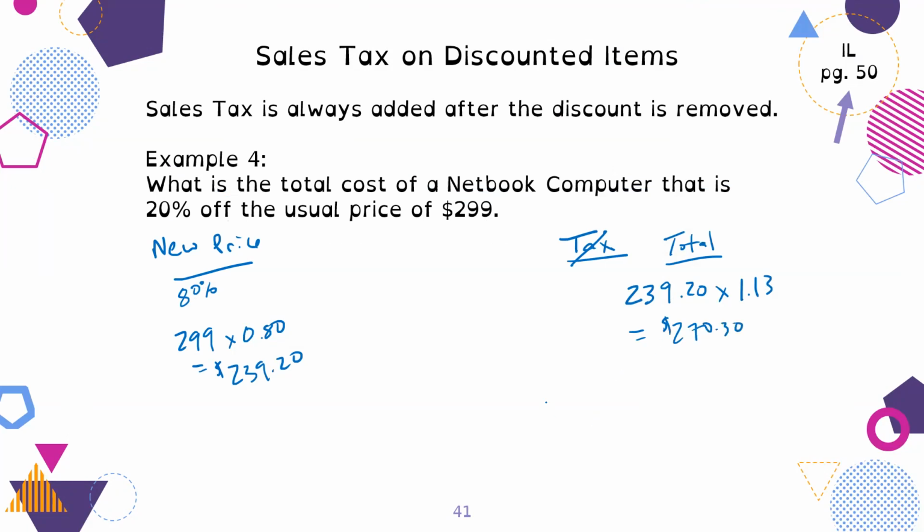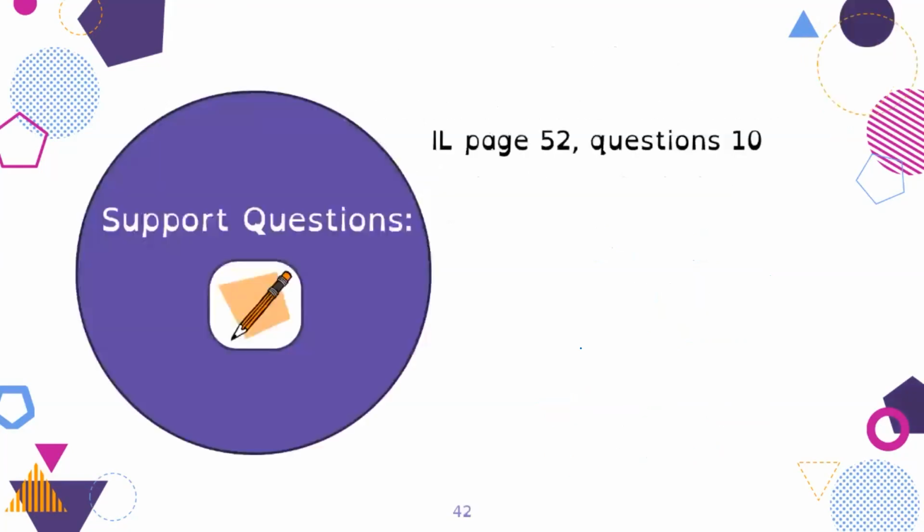So the total cost, again, it's good to go back and read the question. So the cost in total, because I wrote that wrong, is 270.30. So yes, I've answered the question. So we're good to go. You can now do the support questions on page 52, question number 10. There's a lot of different parts to this lesson.